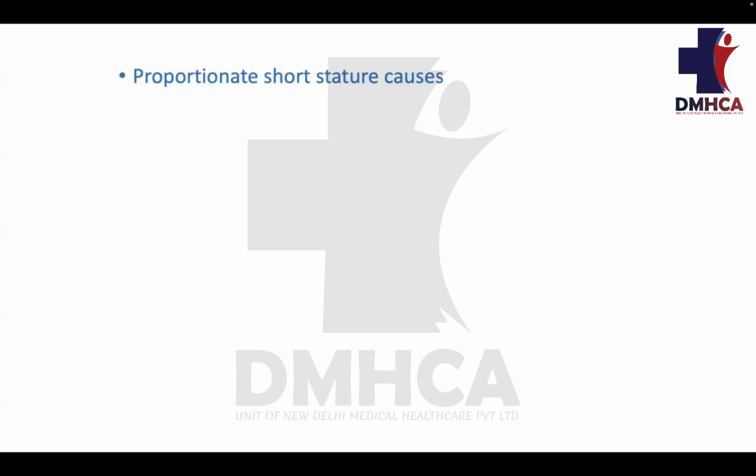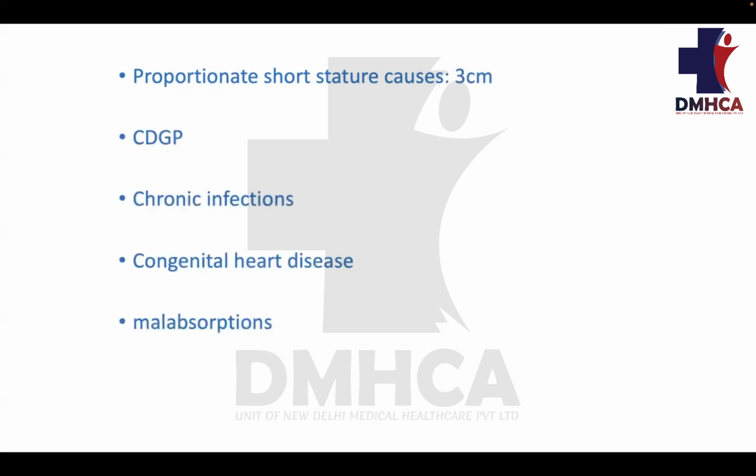Now, what are the causes of proportionate short stature? Like how much ever the upper segment is short, that much only the lower segment is short. The causes are exactly 3 C's: constitutional short stature, chronic infection, and congenital heart disease. We have already done these. So the mnemonic is 3 C's and M. 3 C's and M are the causes of proportionately short stature.